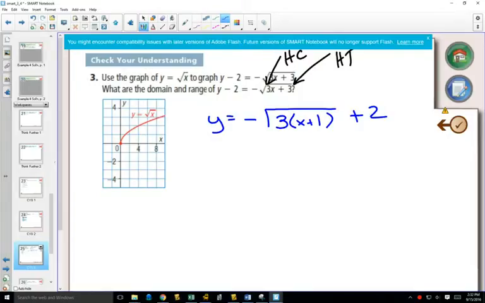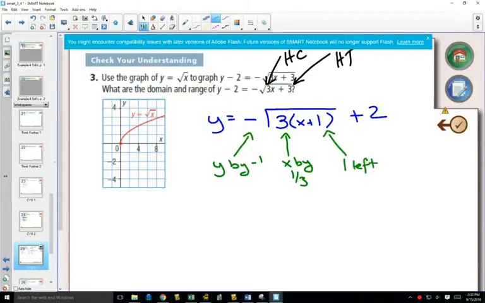So now that we have this, we can list what each of these things is going to do. This is going to multiply y by negative 1. The 3 is going to multiply x by 1/3. We just talked about this. 1 is actually 1 to the left. And the 2 will be up 2.